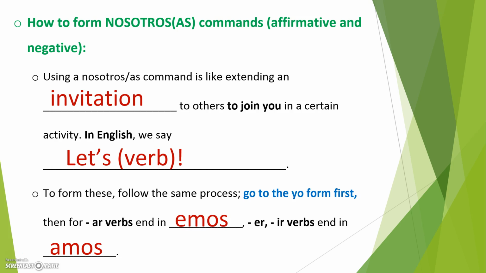Finalmente, los mandatos de nosotros, afirmativos y negativos. Cuando quieres usar un mandato de nosotros, es como una invitación. You're asking people to join you in a certain activity. In inglés, decimos let's. Like, let's do this. So if you want to say let's with a verb, we have to do a nosotros command. It's the same process. Go to the yo form first, then for AR verbs, put on the opposite ending, emos. ERs and IRs, put on amos.